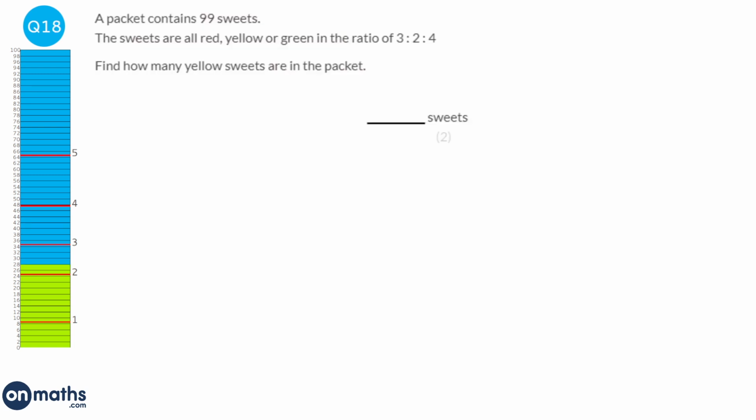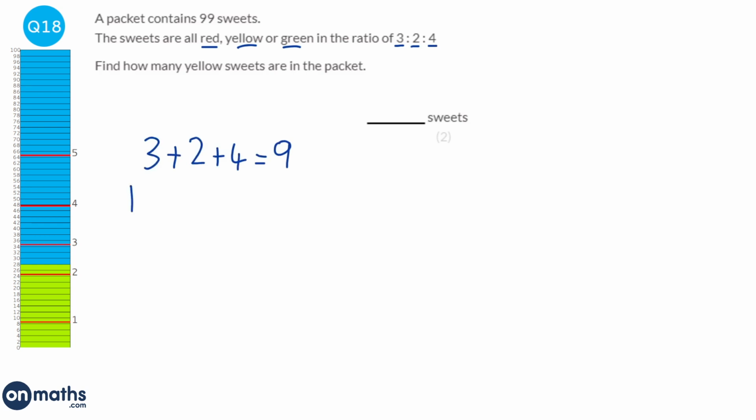So we've got to first of all work out how many parts there are altogether. We're told that the ratio of red, yellow and green is 3 to 2 to 4. So to work out how many parts there are altogether, we do 3 plus 2 plus 4, which is 9 parts. So there's 9 equal piles of sweets.